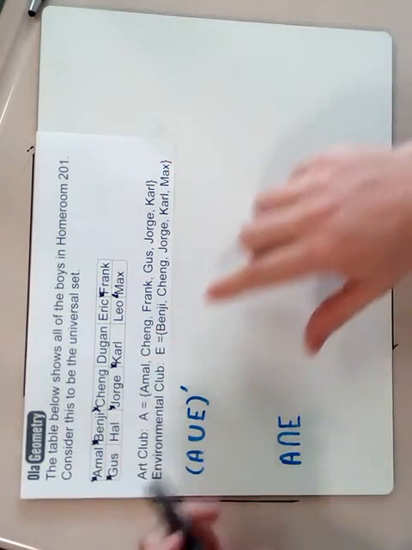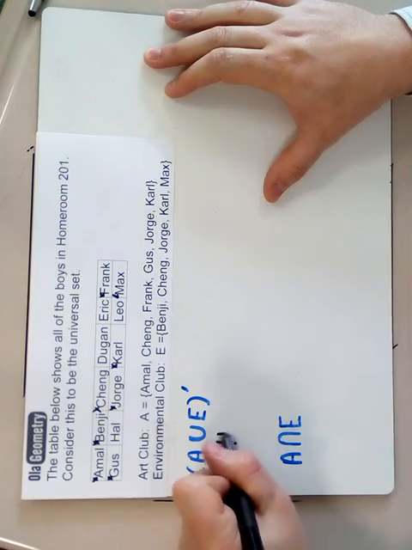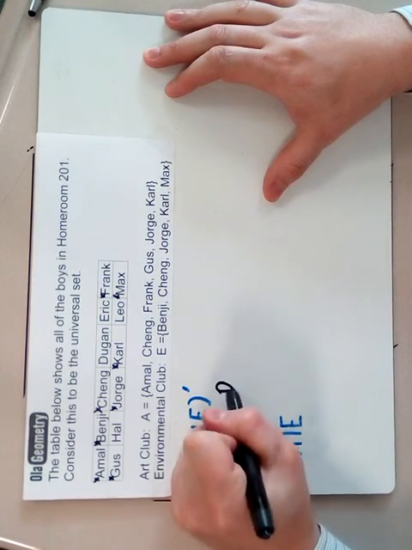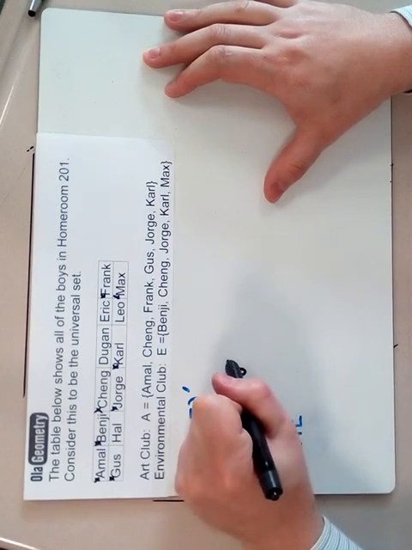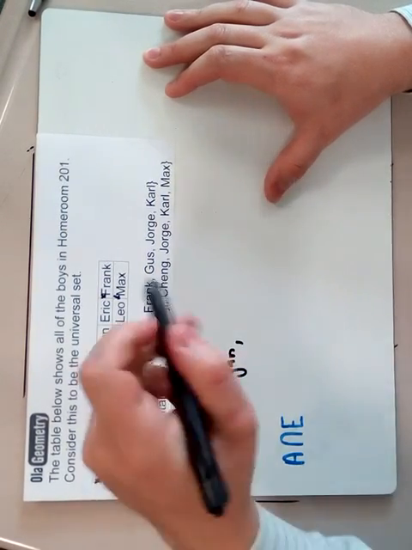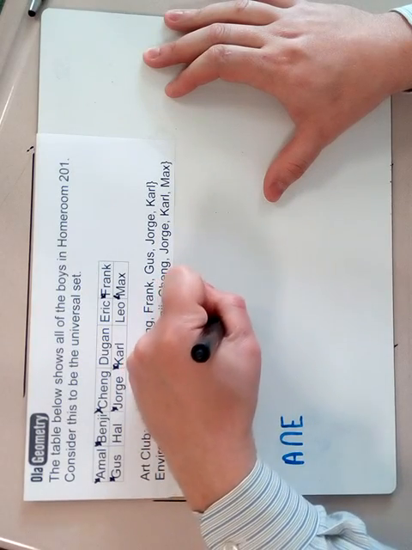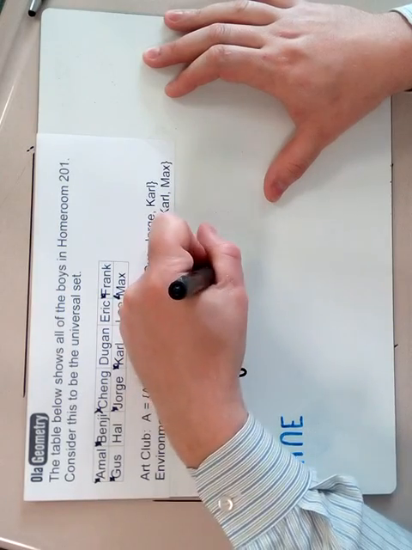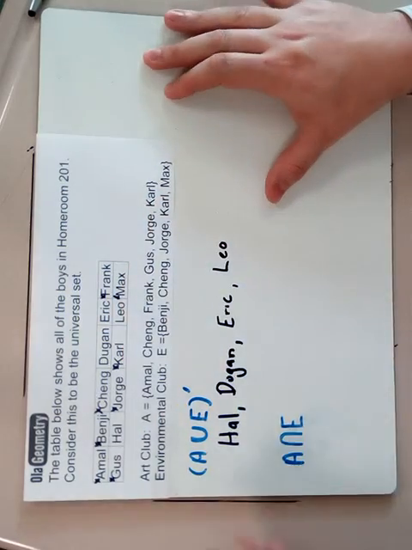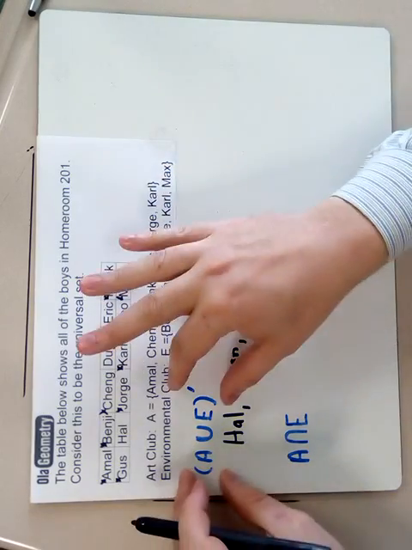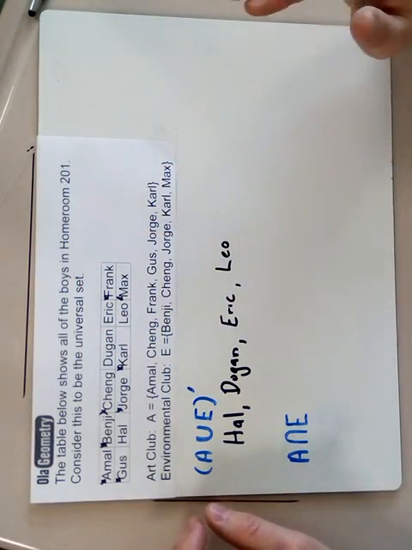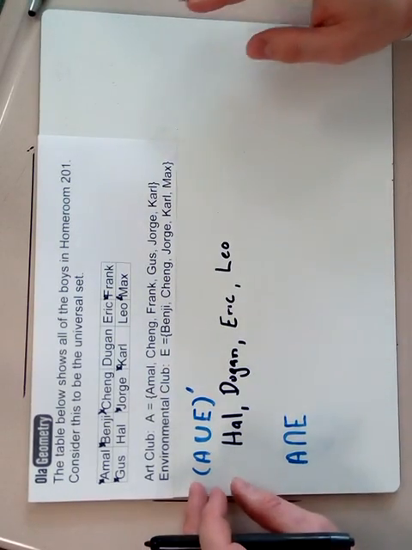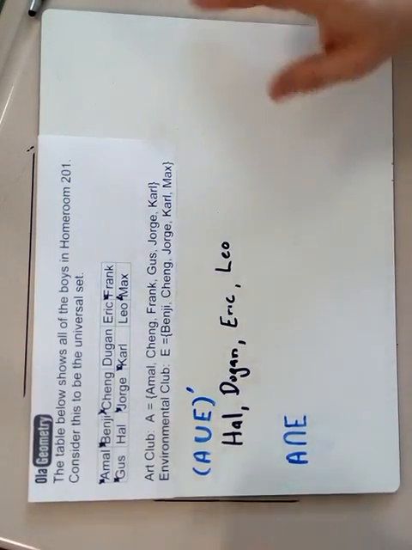So we want Hal, Dugan, I swear I didn't make these names up, Eric, and Leo. That is the set that represents not A union E. Okay, or A union E complement, however you want to say that.